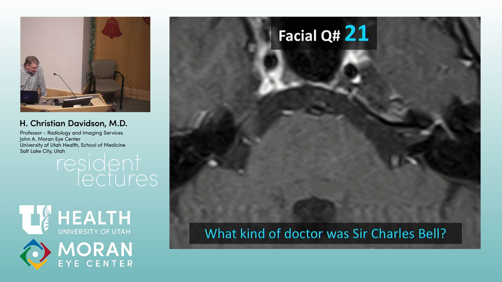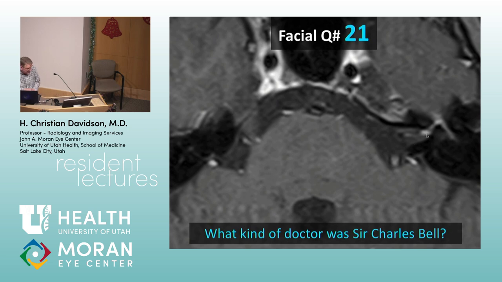Sir Charles Bell was a late 1700s physician. Back then, nobody specialized. They were everything. He was an anatomist and a physiologist and a theologian and an artist and a neurologist. So back then, a doctor was just a doctor. But he's famous for identifying Bell's palsy.